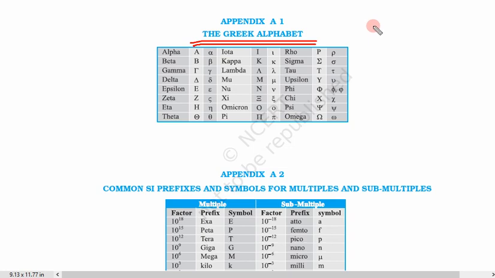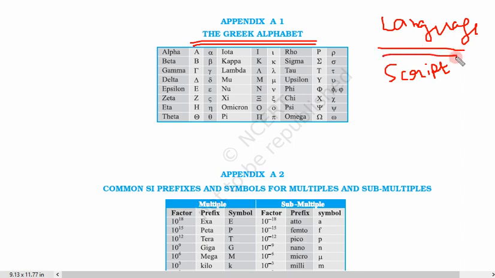So there are two things, one a language, another is script. What is the language? When we speak something, that is called a language. When we write something, that is called the script of that language. Understood? When we say something, that is language. When we write something, that is the script of the language.